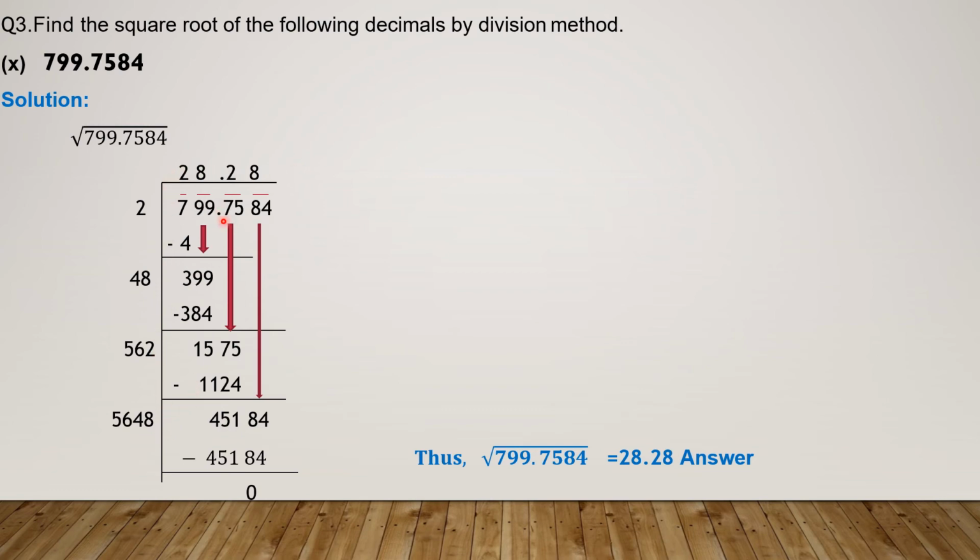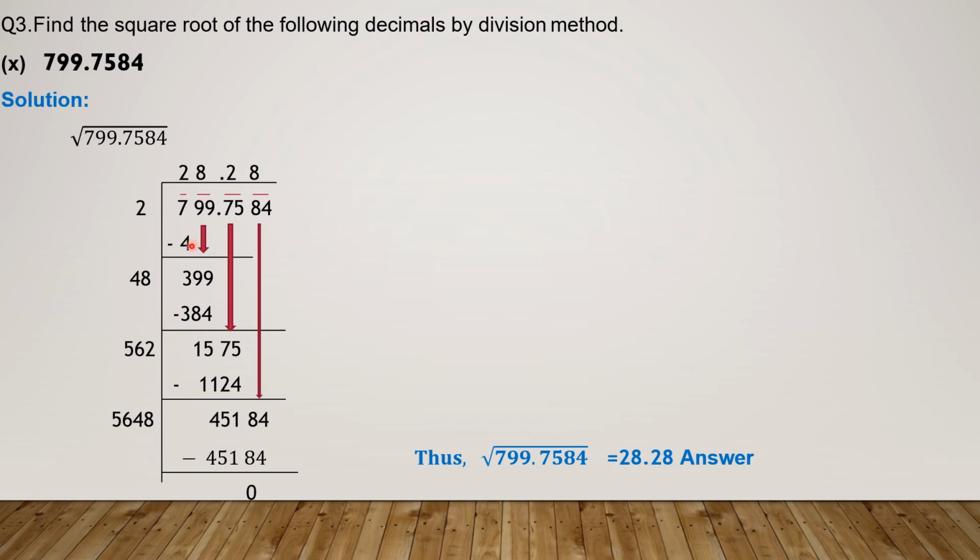From where will we make the pairs? After the decimal, we will make pairs of the fractional part from left to right. Similarly, with the whole part, we will make pairs from right to left. The first pair is 7. For 7 you have to make your first divisor.